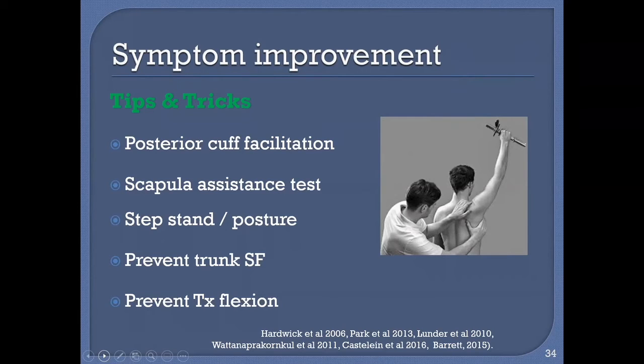Getting them to use a kinetic chain, so a step stand type movement. I've got some videos I'll go through in a minute. Preventing trunk side flexions, if they're particularly lat dominant and they pull down on that side. If you try and switch the lats off and get some elongation to release the scapula, that can help. And then also preventing thoracic flexion. So I've got a few videos.